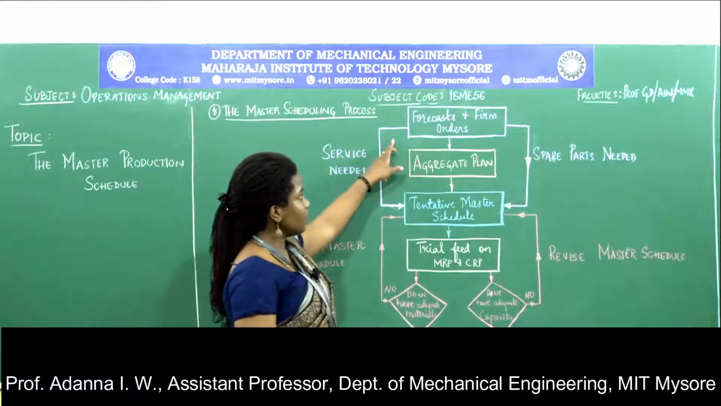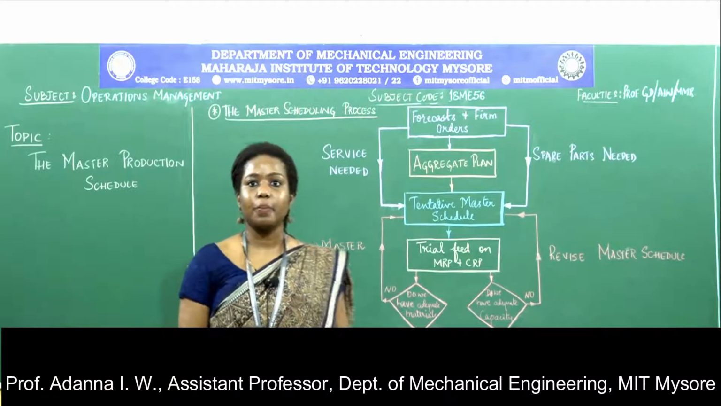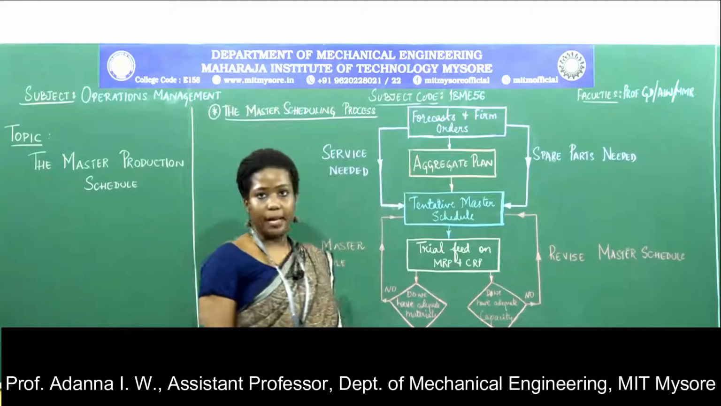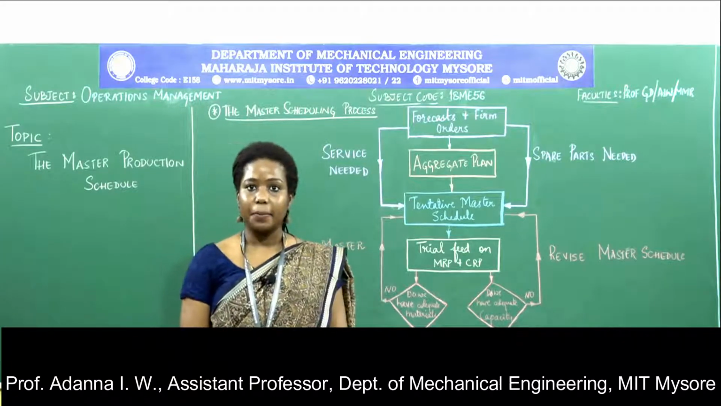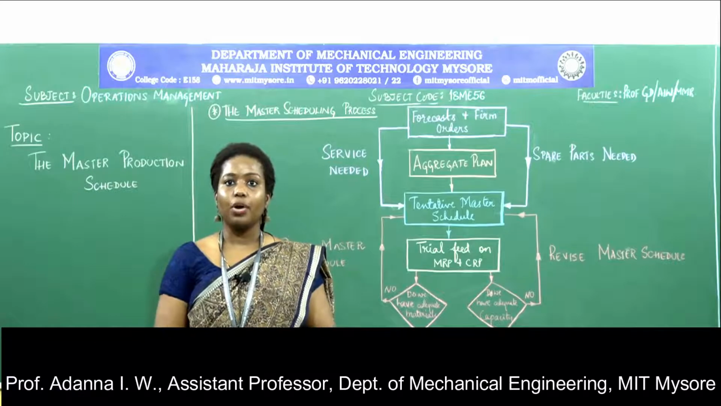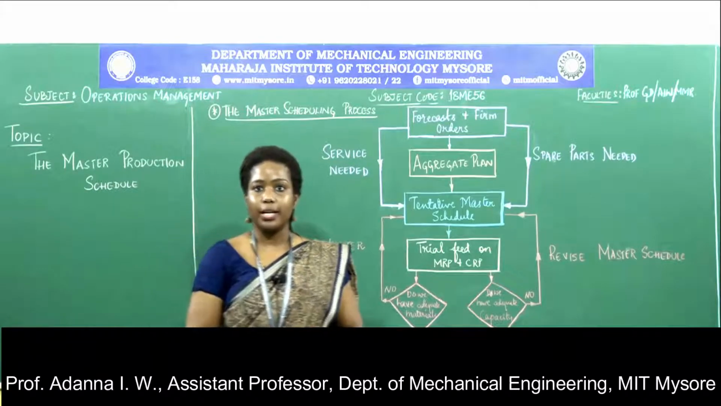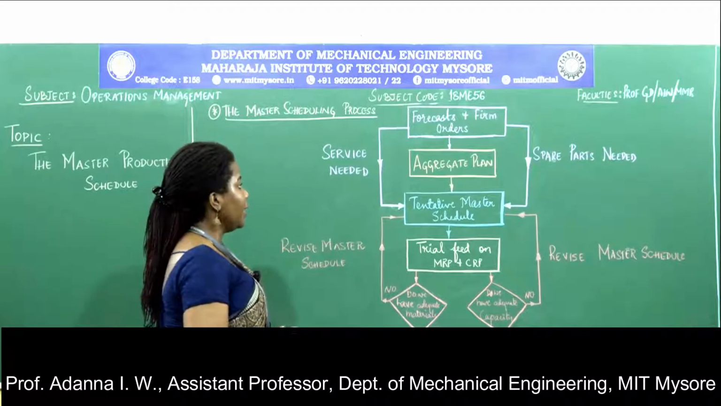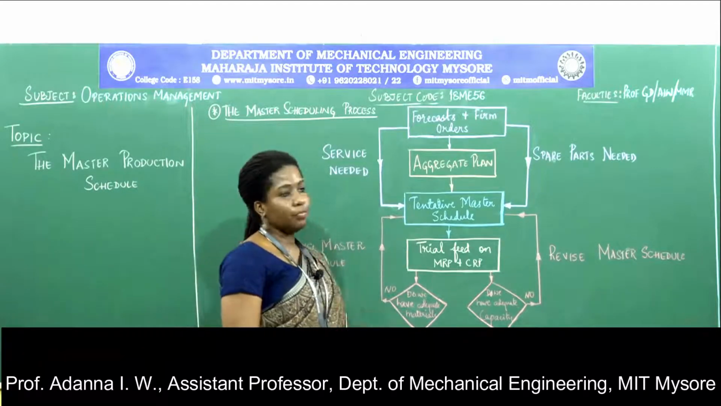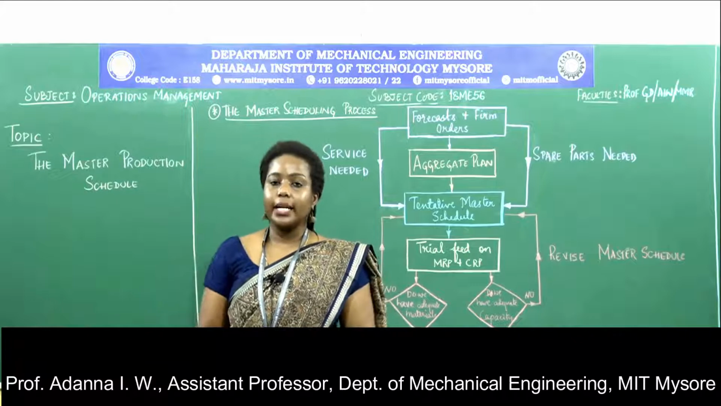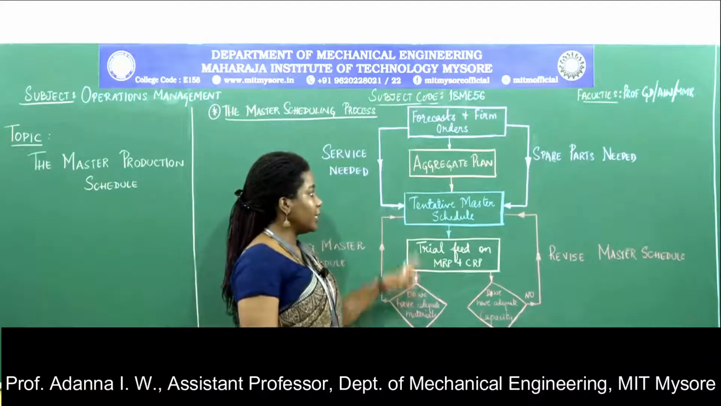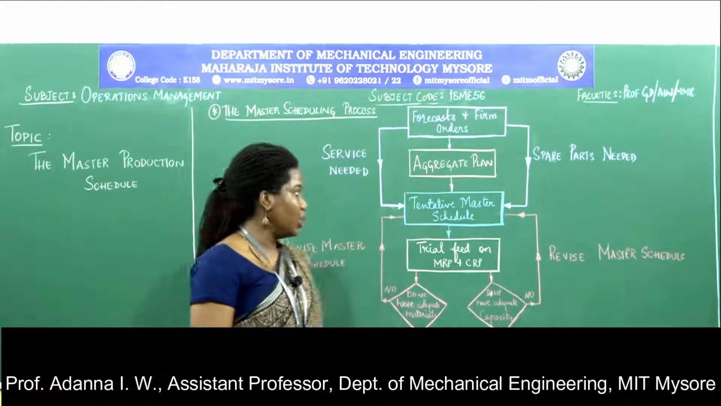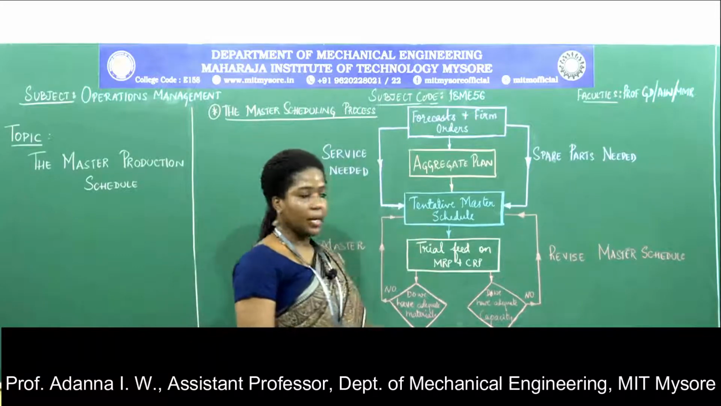So the forecasts and the firm orders, whatever the customer has placed as an order to the firm, is made into an aggregate plan. So the collective orders of every single customer to the organization is made into an aggregate plan. Further, this aggregate plan is used to create a tentative master production schedule. So a tentative master production schedule, meaning that it is not the final production schedule, it's not the printed production schedule. This is just the aggregate plan.